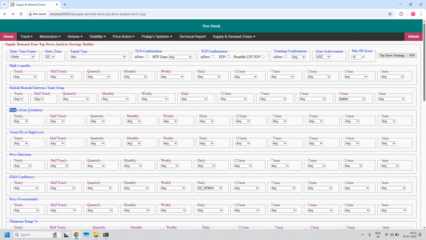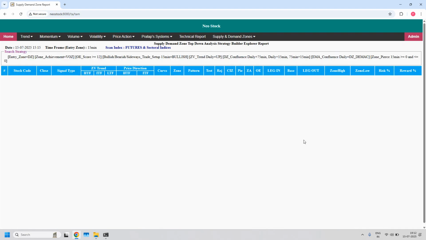At the same time, trend on the daily should not be sideways. It should be uptrend because it is a bullish trade setup. So none of the stocks are having EMA. That means we did not find any high probability trade setup, daily 15 minutes demand zone for daily income trade.